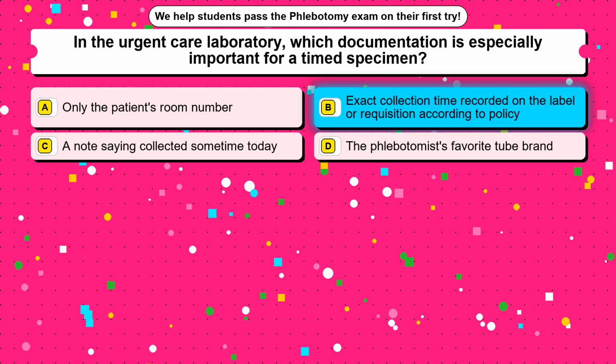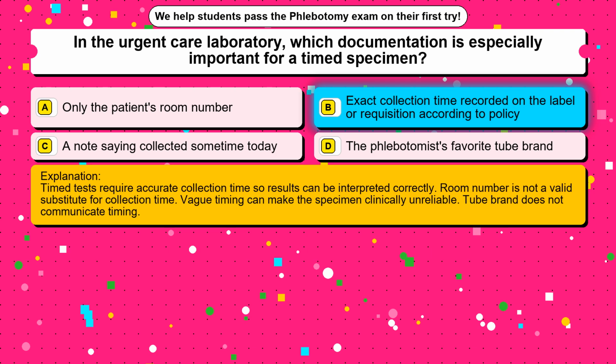The correct answer is option B. Exact collection time recorded on the label or requisition according to policy. Timed tests require accurate collection time so results can be interpreted correctly. Room number is not a valid substitute for collection time. Vague timing can make the specimen clinically unreliable. Tube brand does not communicate timing.